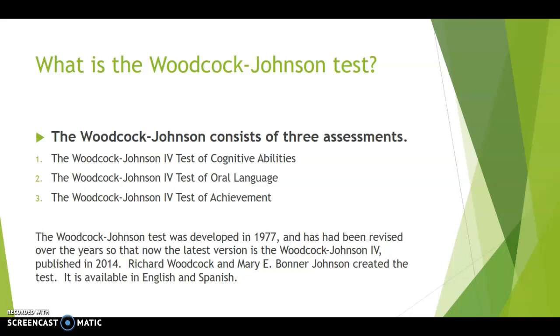The Woodcock-Johnson has been around for a while. It was developed in 1977, and it has been revised over the years, so now we're on the latest version of 4. Version 4 was published in 2014. The original developers were Richard Woodcock and Mary E. Bonner Johnson, and it is available in both English and Spanish.